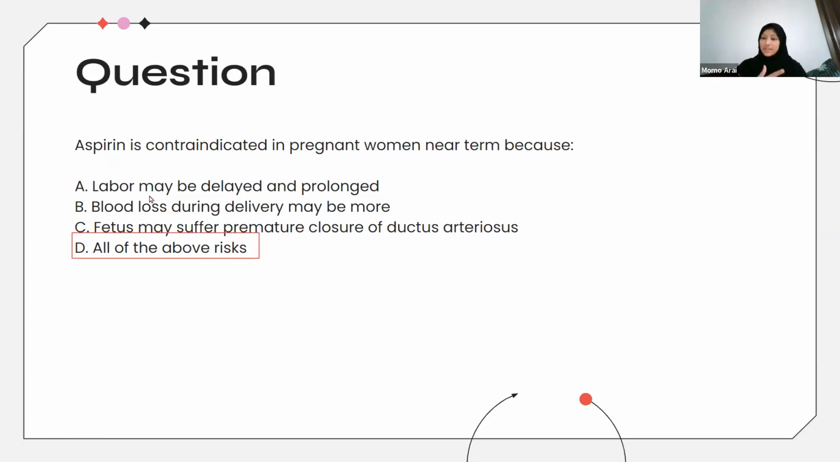Now, if you're inhibiting prostaglandin production, labor is delayed. The smooth muscle is not contracting, so labor is delayed. There is blood loss during delivery; blood loss during delivery may be more. Again, same thing. In pregnancy, labor is initiated by prostaglandin smooth muscle contraction, right?